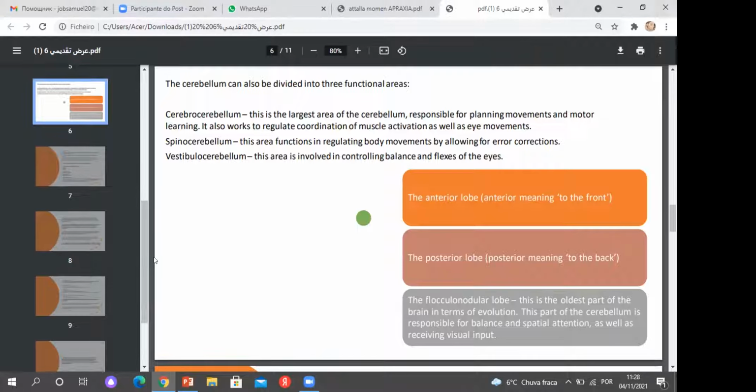So the anterior lobe and the posterior lobe, and we have the third one. This is the flocculonodular lobe. This is the oldest part of the brain in terms of evolution. This part of the cerebellum is responsible for balance and spatial attention, as well as receiving visual input.